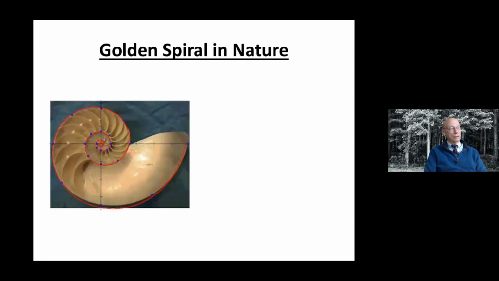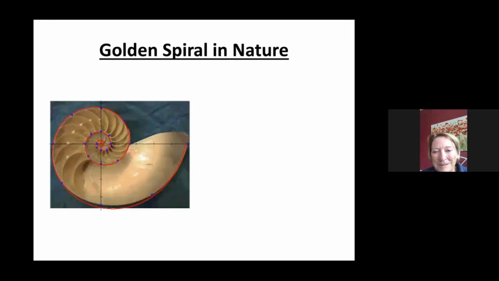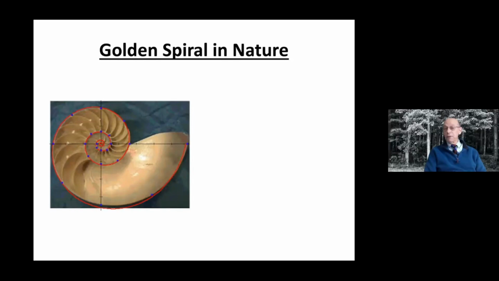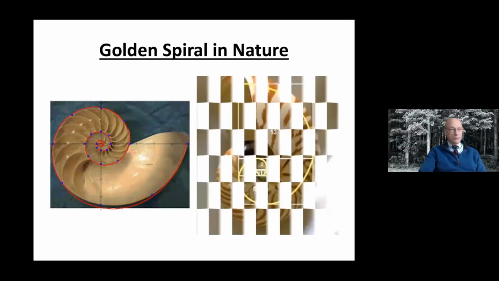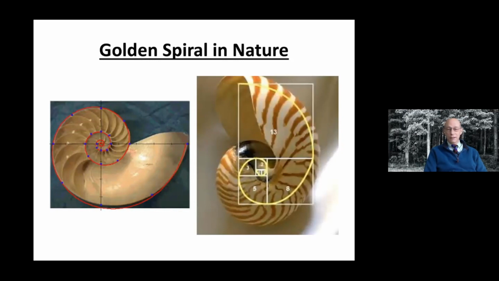You see the shell? Can you see the spiral imposed on it? Beautiful. That's the golden spiral. Same with this one. It forms that natural curve.